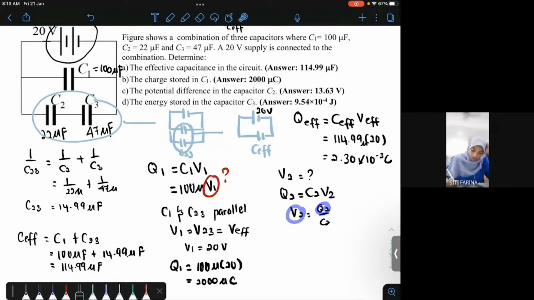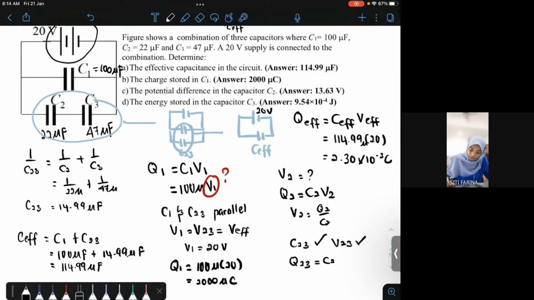So, kita tengok balik. Kapasitor kedua sits in C23. Bila kita gabung kapasitor 2 dan 3, kita dapat C23. So, look for what information you have on C23 before kita buka dia kepada C2 dan C3. Okay, so for C23, kita ada nilai. V23 pun kita dah dapat, which is this one. Sama dengan V effective. Okay, so you can simply find your Q23. Kita boleh terus cari.